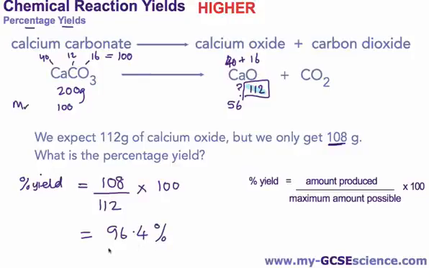That's still a pretty good yield, but you can see it's not 100% as we would hope for, and you should again be able to say reasons why it's not possibly 100%. You should also be able to calculate these percentage yields from amounts given in an exam, and that's for the higher tier.